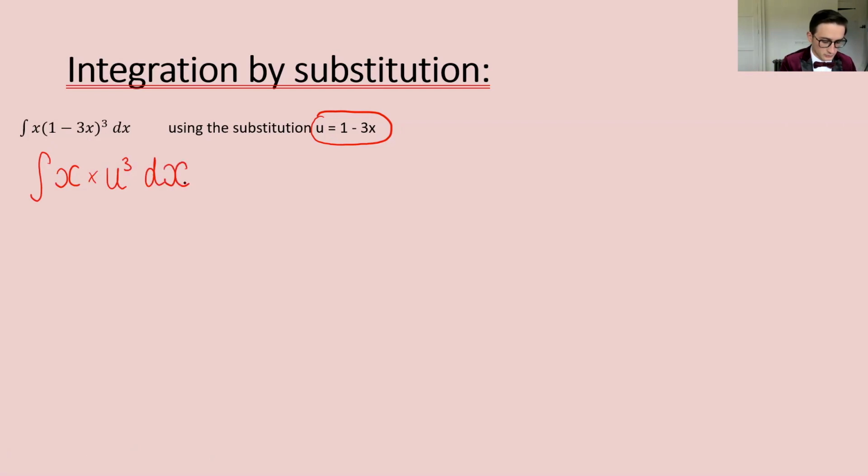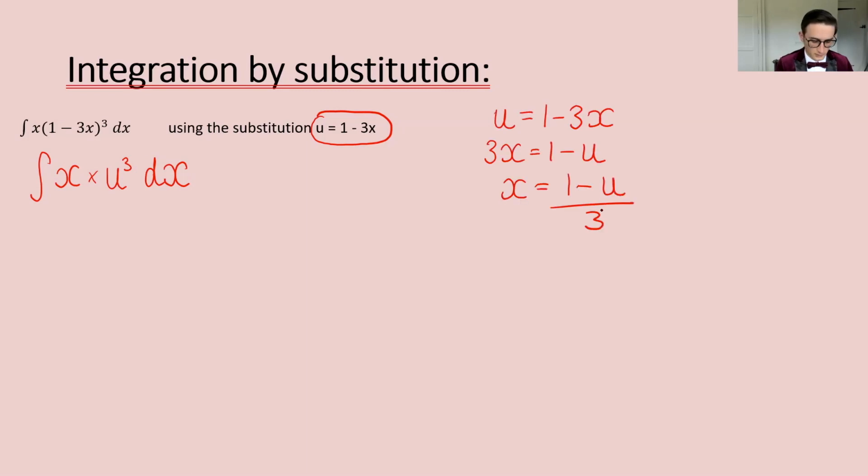The problem here is we've still got a dx and we've still got an x. So hopefully you can see I've replaced 1 minus 3x, that bracket, with u. So it's u cubed. I need to just sort out what x would be in terms of u. So if I rearrange this, x is equal to 1 minus u over 3. So I can replace that. So we're getting there, but we've still got this dx, and we want to sort that out.